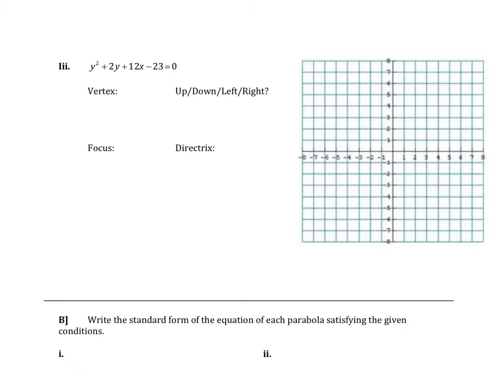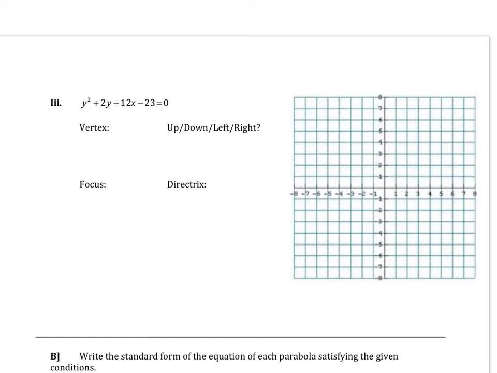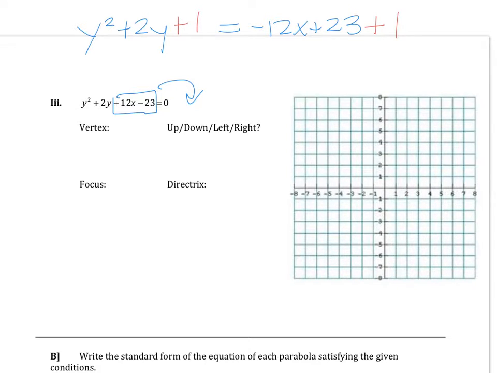Okay, so here's an example where we're going to have to rewrite this into standard form. I think I'm going to do it above because there's a little bit more room up there. All right, so I'm going to take these terms and move them to the other side because that's the standard form for a parabola, has y's on one side and x's on the other. So we have y squared plus 2y, I'll leave a little space for my completing the square, equals negative 12x plus 23. And if I complete the square on y, I'm going to need to add a 1 over here and then add a 1 over here as well.